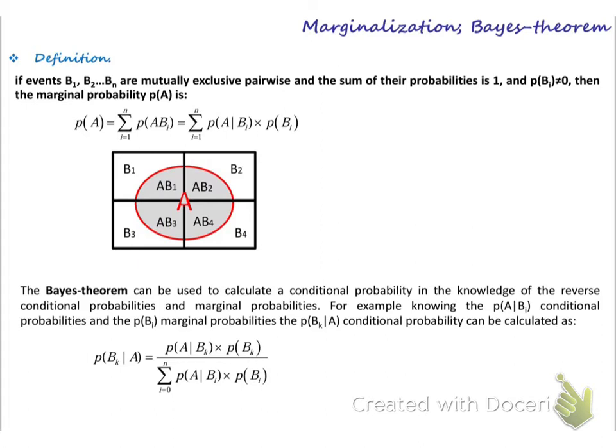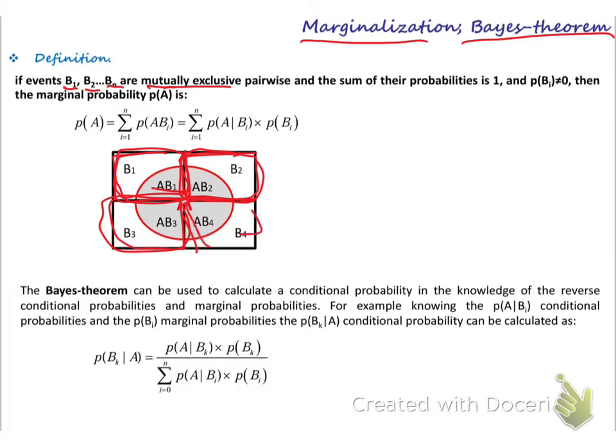So here the definition is called marginalization and Bayes' theorem. The events B1, B2, B3, and B4 are mutually exclusive. Mutually here means each two of them are exclusive: they don't have any intersection, just side to side. B3 and B4, the same thing; B1 and B3, B4 and B3. So they are mutually exclusive pairwise. Each pair will be mutually exclusive: B1 and B2, B2 and B4, and so on.